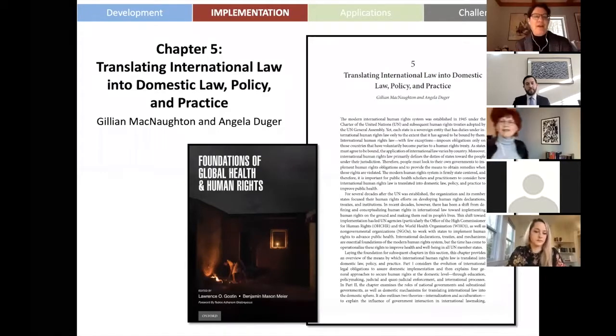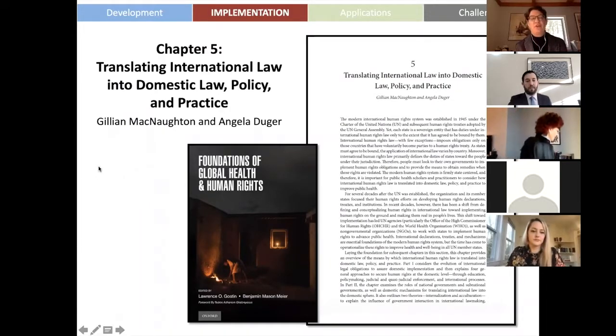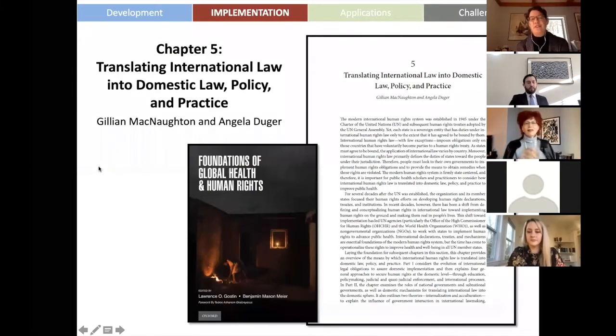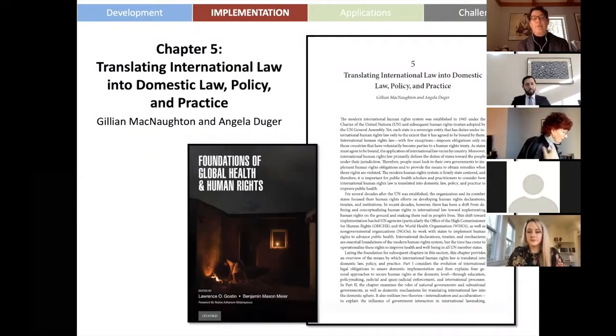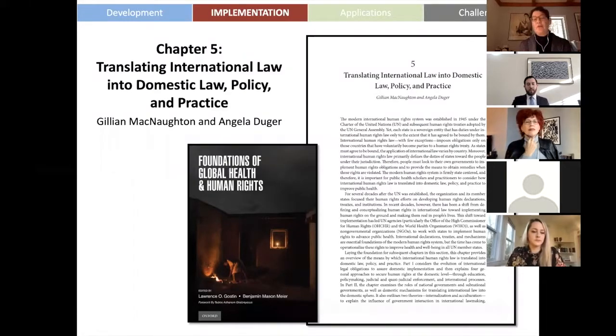Foundations of Global Health and Human Rights is really an excellent new volume, and I'm using it this semester in my interdisciplinary graduate course on global health and human rights at the University of Massachusetts, Boston. The chapter Translating International Law into Domestic Law, Policy and Practice, which I co-authored with Angela Duger, provides an overview of the mechanisms through which international human rights law is internalized or translated into domestic law, policy, and practice.